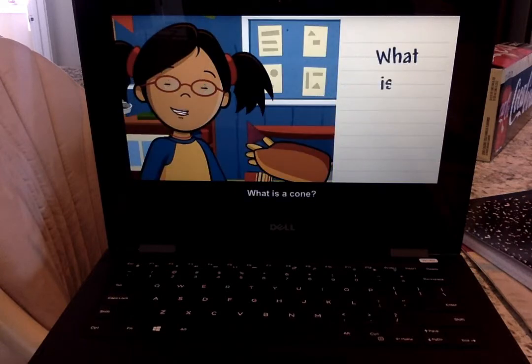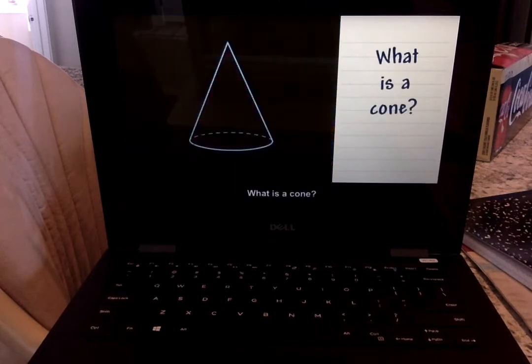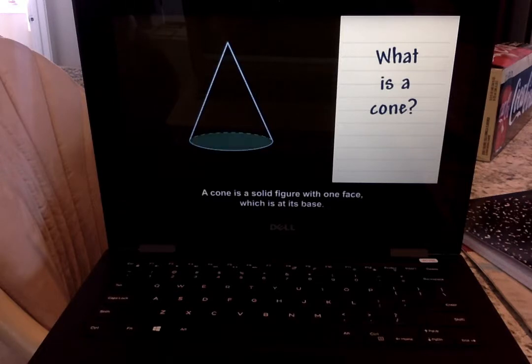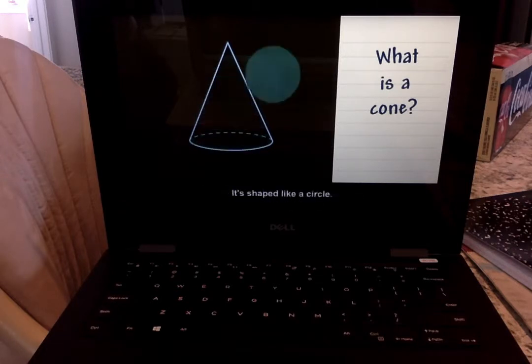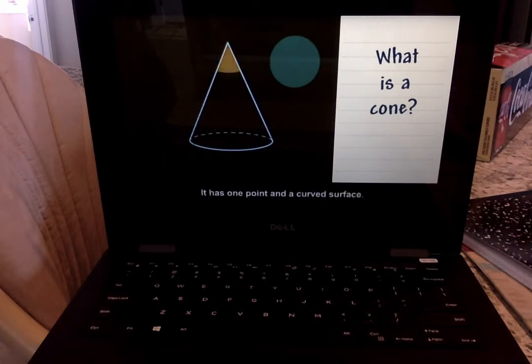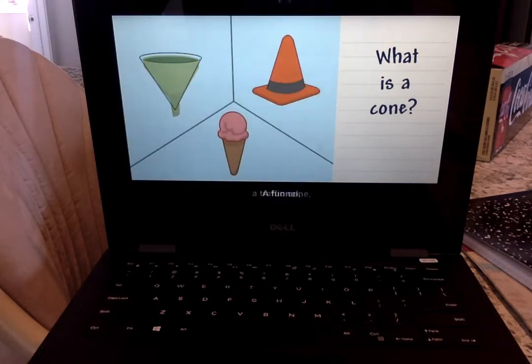What is a cone? A cone is a solid figure with one face, which is at its base. It's shaped like a circle. It has one point and a curved surface. A funnel, a traffic cone, and an ice cream cone are all cones.